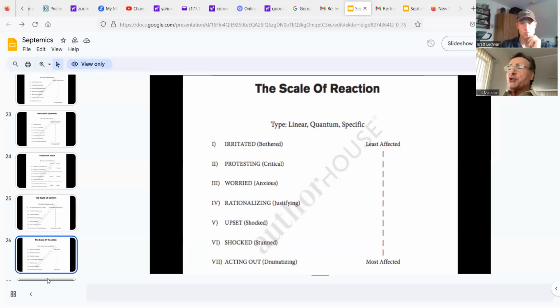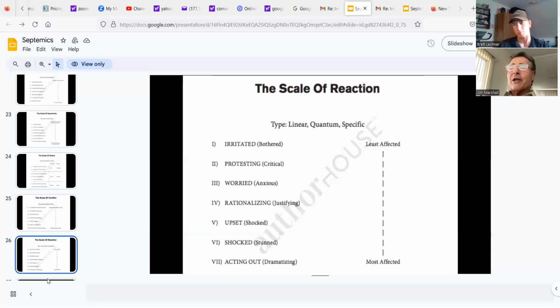So this is an extremely important scale. You need to know where you are. And everybody enters the scale at level 1 and proceeds down. And the bottom of it is 7, which is acting out, which is a form of insanity. Now, this is a linear scale, meaning there's no apparent congruence between levels 1 and 7. Quantum, meaning you leap instantaneously from one level to the next. There's no intervening state. There's no gradation.